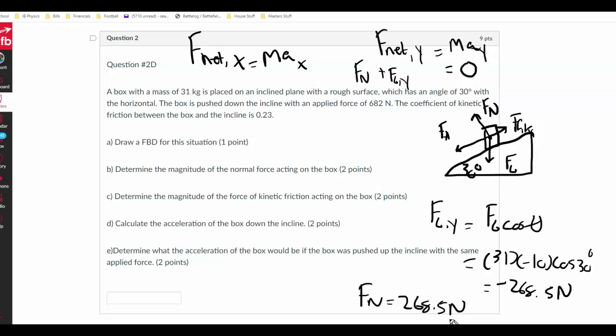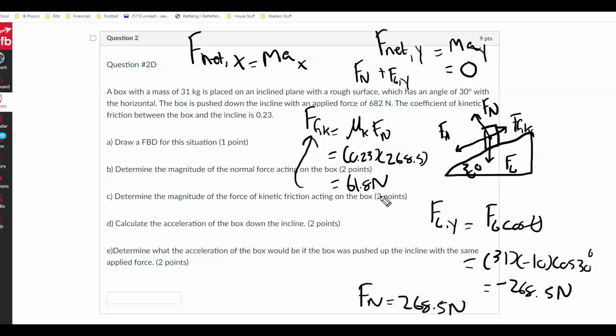Make sure you're showing all of the work required for that. For C, we're asked to find the magnitude of the force of kinetic friction acting on the box. The magnitude is mu k times Fn. So that would be the coefficient, which is 0.23, times Fn, which is 268.5. Most people on this test did pretty well on this question. I will tell you where we went wrong in just a second. Here that comes out to be 61.8 newtons, and that's for C.